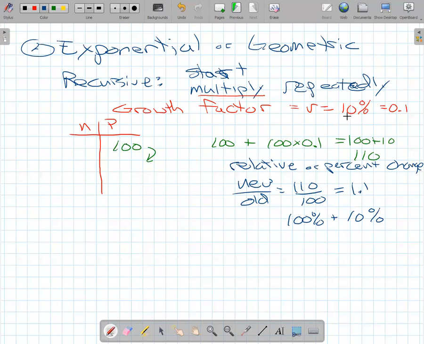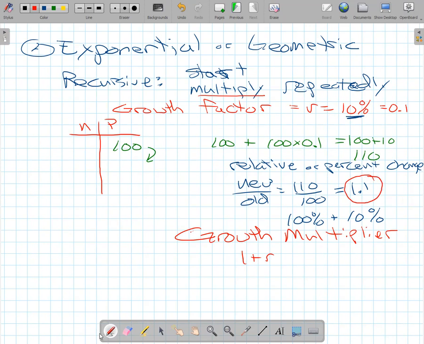And this, taking the percent and adding it to the original amount, gives us what we call a growth multiplier. Not the growth factor, but the growth multiplier. The growth multiplier is always going to be 1 plus whatever R was as a decimal, so 110% here. And that's nice because adding 1 is pretty easy, and then I can very quickly get the next number. To get the next number in my list, I'm just going to multiply by 110% or 1.1. That's going to give me my $110.